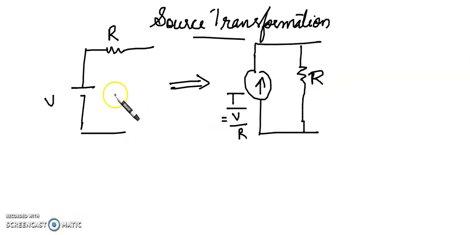This means that a voltage source in series with a resistor can be represented with a current source with a resistor in parallel. The current will be I is equal to V by R, where V is the voltage and R is the resistance, and this R is the same. And conversely, a current source with a parallel resistor can be converted into a voltage source with a series resistor. We will understand it better by doing a problem.